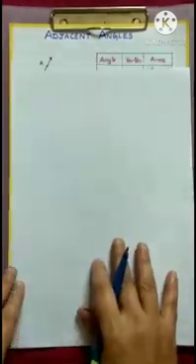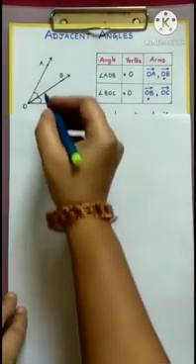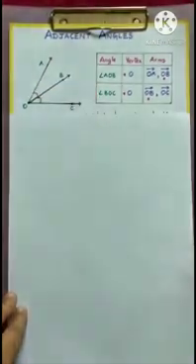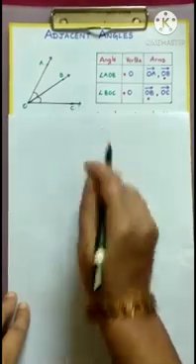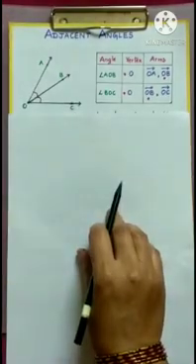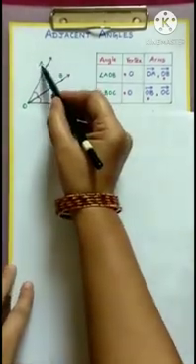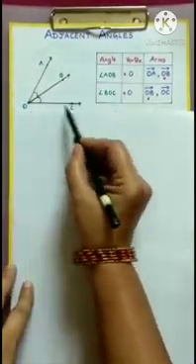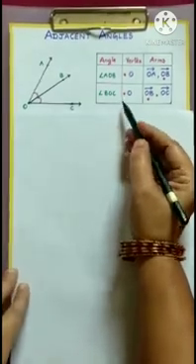Adjacent angles. Children, observe the figure here. We have angle AOC. Now here ray OB divides angle AOC into two angles. What are the two angles? Angle AOB and angle BOC.